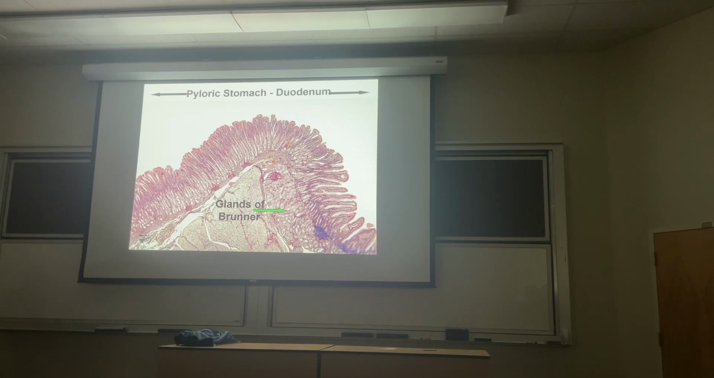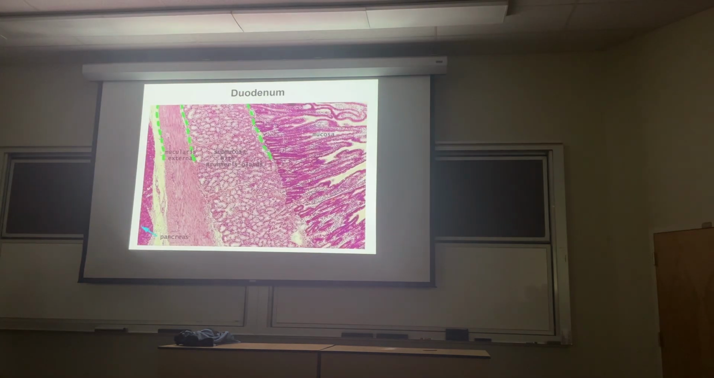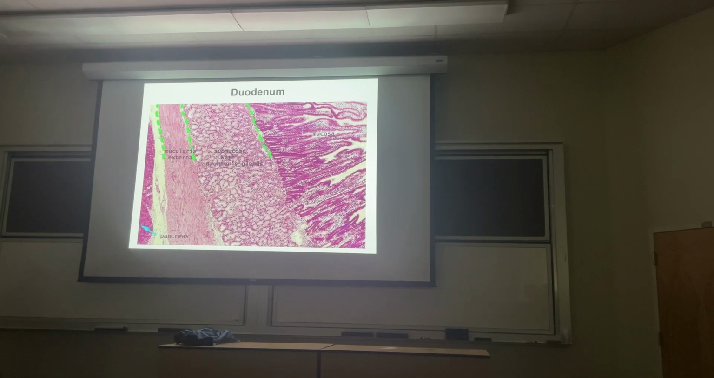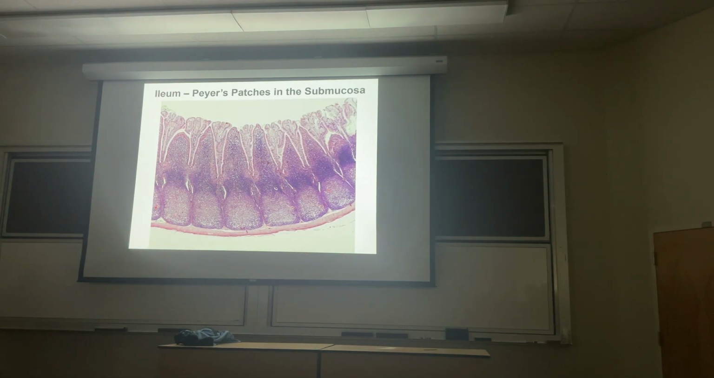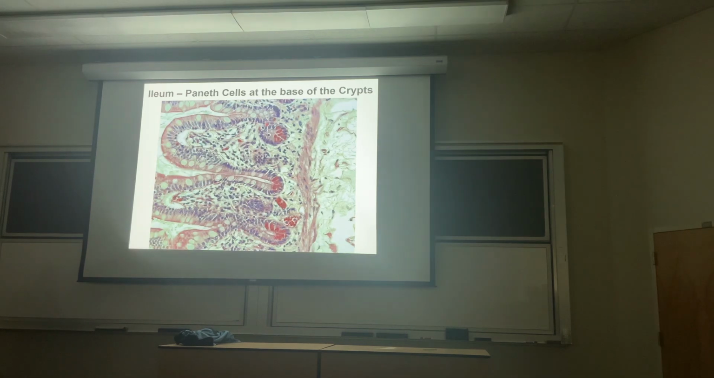This is the pyloric junction. We're going from the stomach. See where the villi start? So we're going from the stomach to where we have villi, that's the small intestine. Here's the Brunner's gland. That's a little bit of pancreas over there, so don't get confused. The pancreas is sort of next to the duodenum. These are the Peyer's patches or lymph nodules of the ileum. These are Paneth cells again.